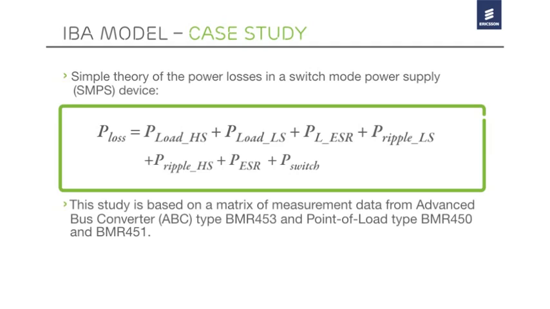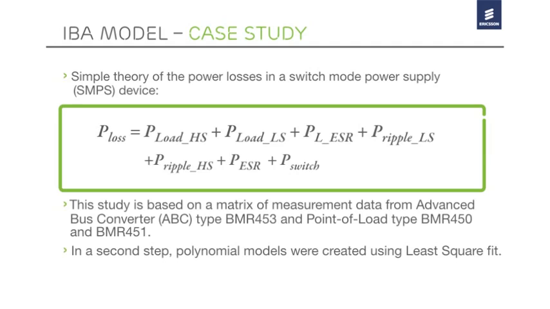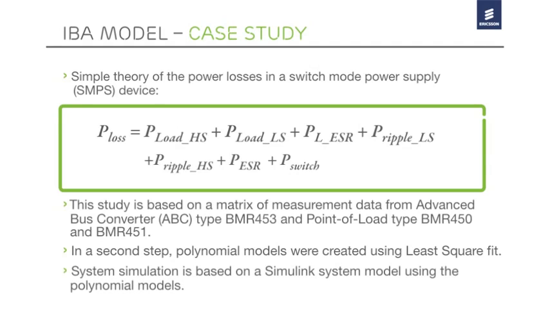To support this case study, we have used one advanced bus converter, BMR453, to power two Ericsson 3E 20-amp BMR450 and four 40-amp BMR451 point-of-load voltage regulators. We then measured all parameters at different points of operation, from no load to full load. And from these measurements, we created polynomial models by compiling the data collected and using the least square fit model. Then the polynomial models have been used in the Simulink simulation system.